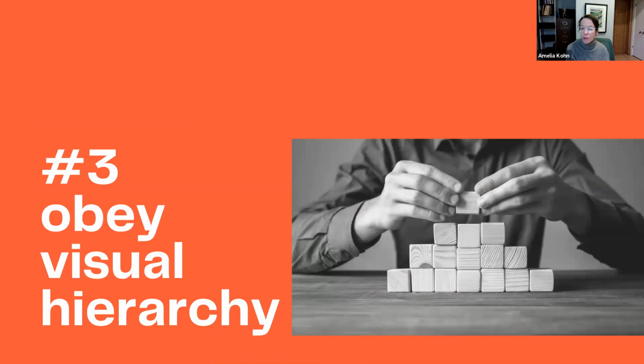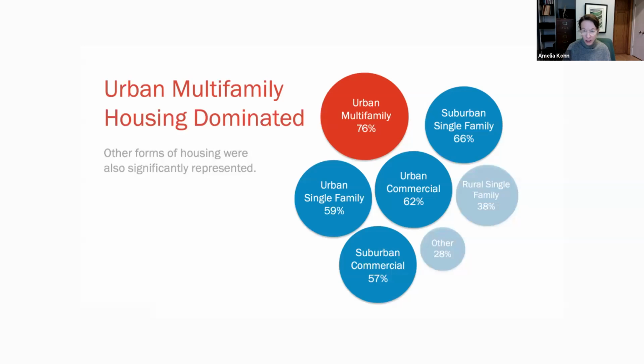Okay, and rule number 3 is to obey visual hierarchy. Visual hierarchy is a term used in graphic design to mean the arrangement or presentation of elements in a way that implies importance. So it tells you what to look at first and what to look at second. So here's an example.